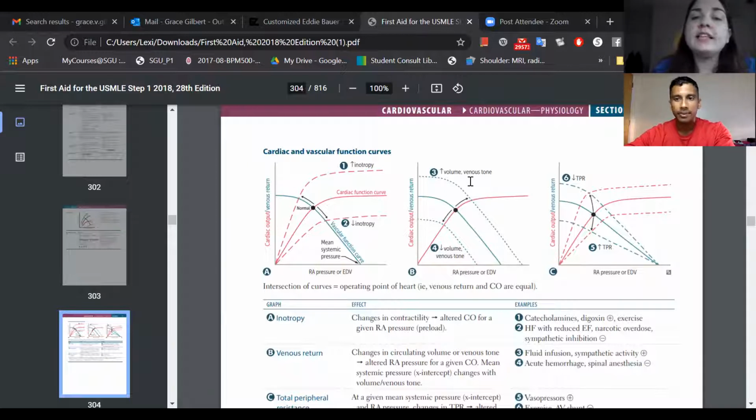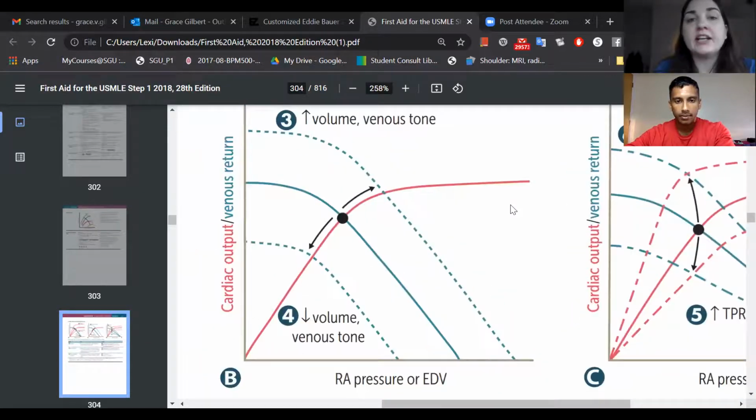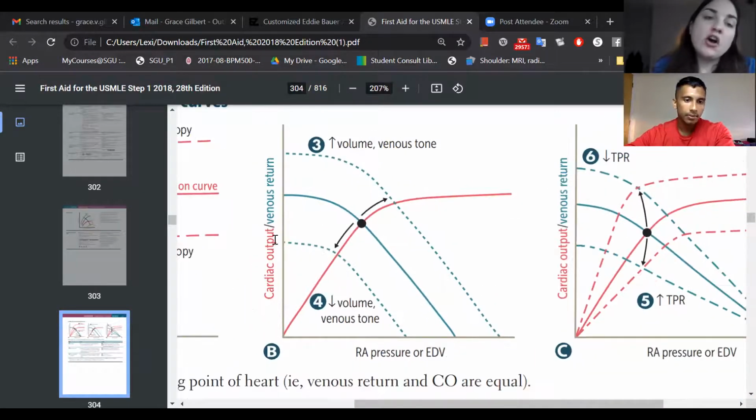Yeah. So this middle graph right here is all about preload. And when they teach you these three graphs, they do it in a really confusing way. So I like doing it with the definitions. So we're only looking at this middle graph here. And as you can see, on the y-axis, we have cardiac output or venous return. So either the amount of fluid coming in or the amount of fluid going out, because they should be the same, right? We know that really the venous return is our preload, right? And then down here on the x-axis, we have right atrial pressure or end diastolic volume.